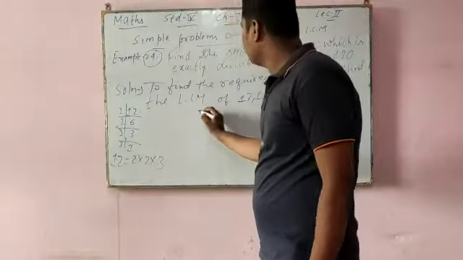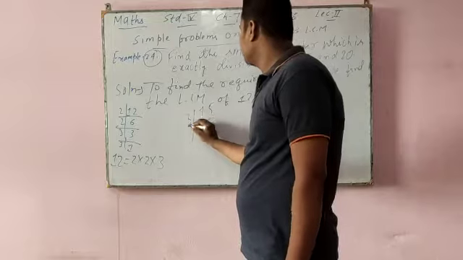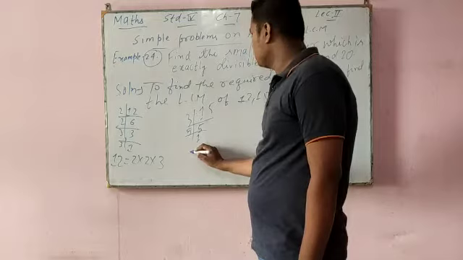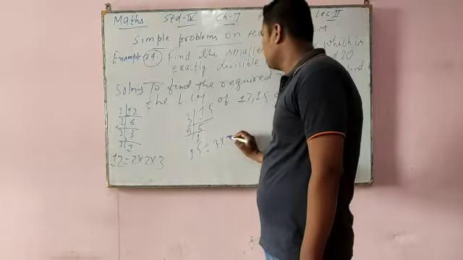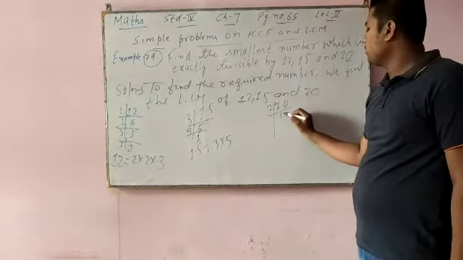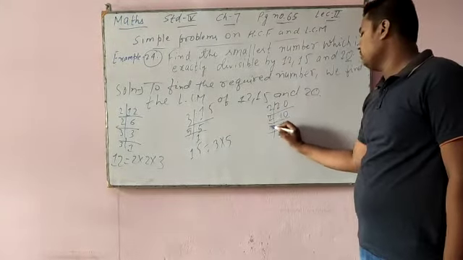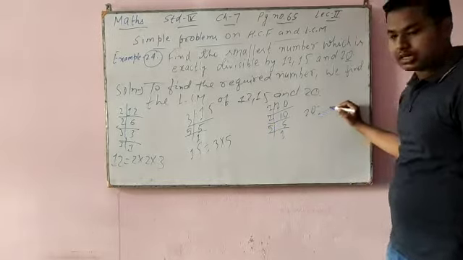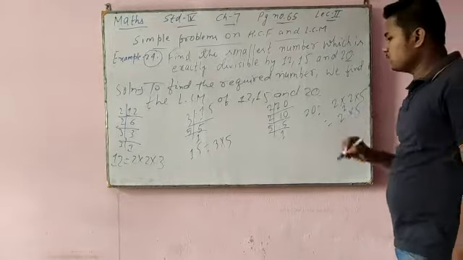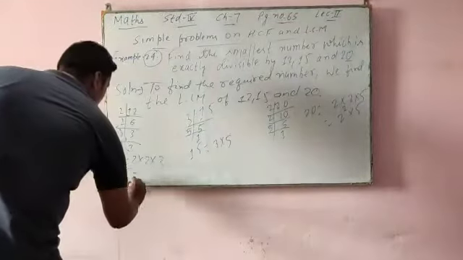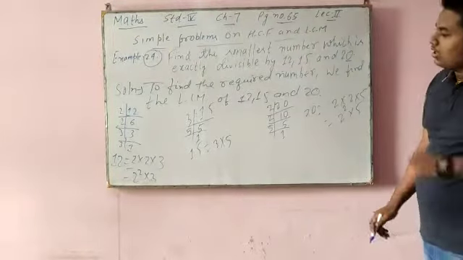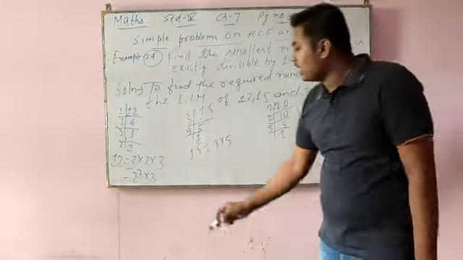Now take out 15. 3, 5, 5, 1. So prime factorization of 15 will be 3 into 5. Now last number is 20. So 2 times 10 is 20, 2 times 5 is 10, 5 times 1 is 5. So prime factorization of 20 is 2 into 2 into 5. I can write 2 square, 2 to the power 2, into 3. I told you whenever you write in LCM form, you write it this way.